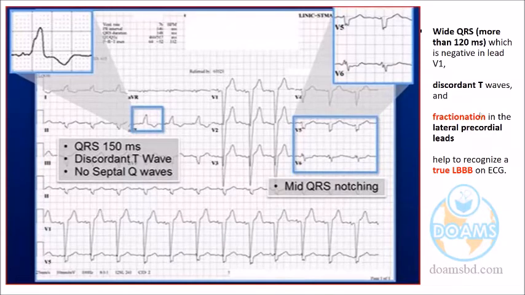That means the branch block. So fractionation in the lateral precordial leads. Precordial means chest leads. 5, 6, this is lateral. If it is enlarged here, you see that there is a fractionation. W means fractionation. You see the lower part, the wide area. So what could be the diagnosis? This is the left bundle branch block, and the fractionation indicates this is a true LBBB, left bundle branch block. And if fractionation is not there, we would be confused. It may not be left bundle branch block.